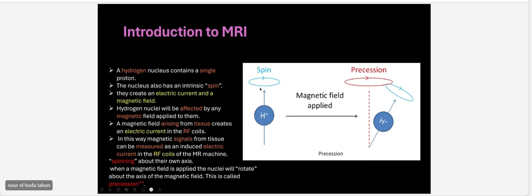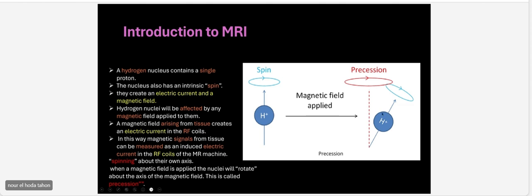First, it is spinning around itself, as you can see. Unfortunately, I didn't put in many videos, so you can imagine this is the spinning movement. And when a magnetic field is applied to the proton, it starts to have two movements: one around itself, like the spinning, and the precession around the magnetic field as well.